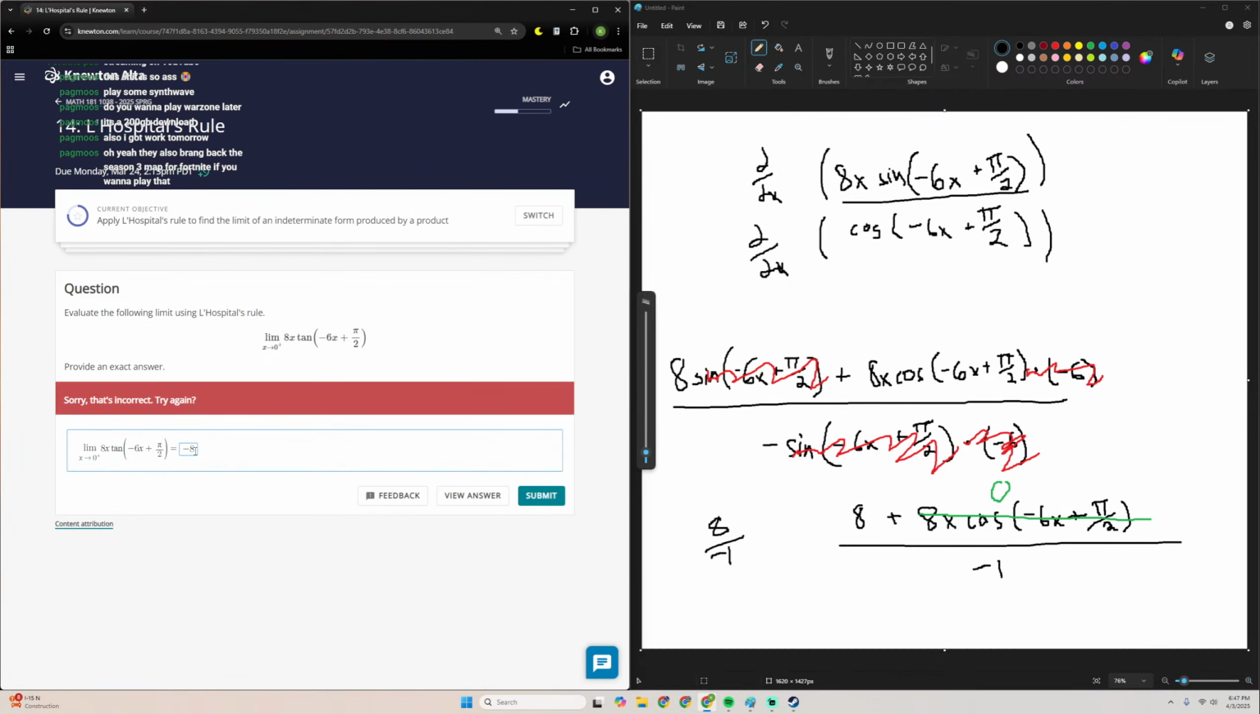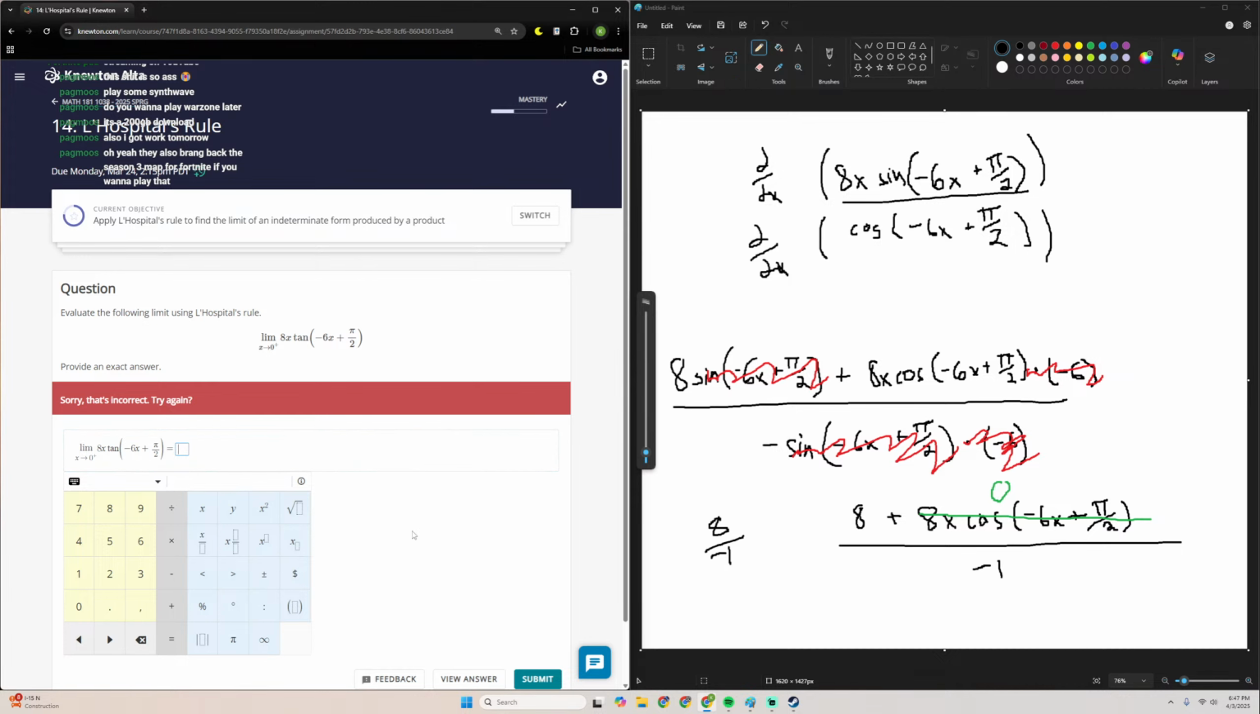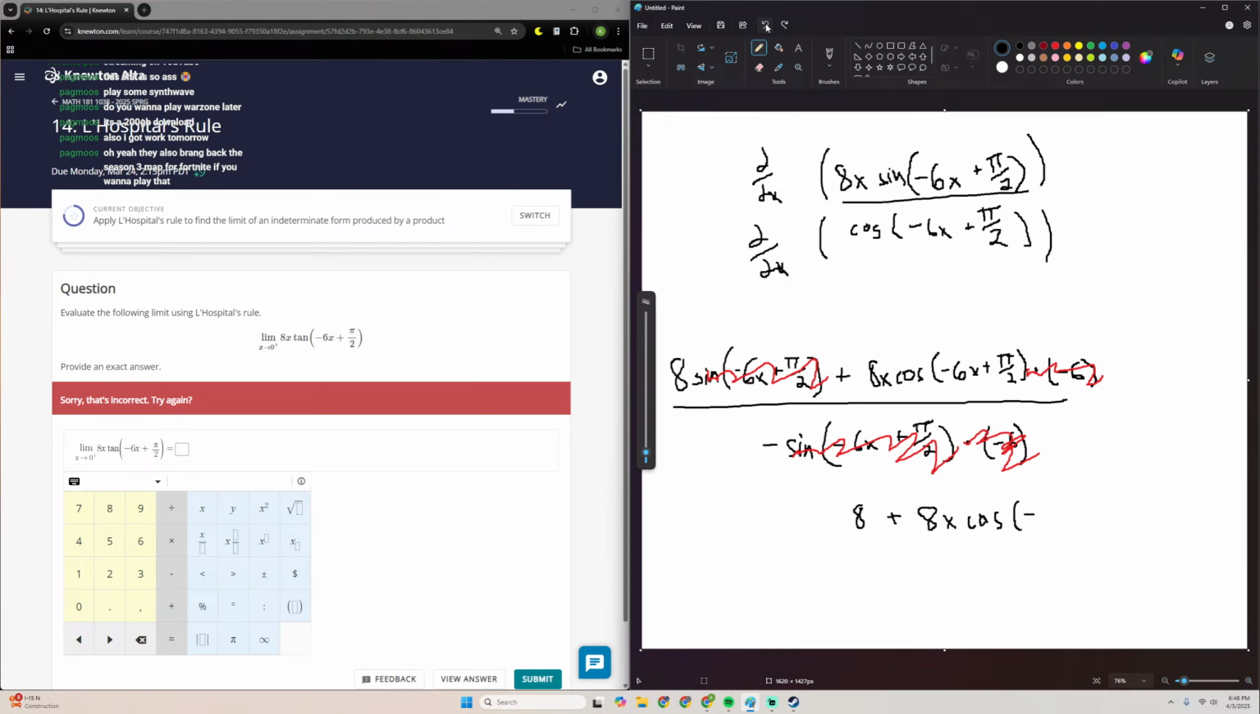No? No, that's not right. Okay. Was it because I was canceling out a lot of stuff that wasn't supposed to be canceled out? This is tangent, sine over cosine. Oh, wow. Wait a minute. 8x is going to be on the bottom as well. That's the problem, because it's technically both 8x. And so I have to do product rule on the bottom. Are you serious?